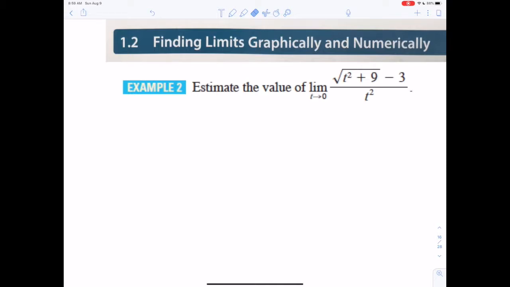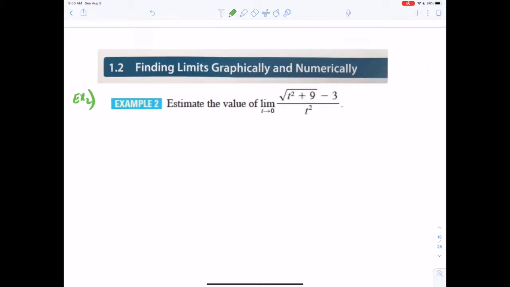Call this example 2. This is one for you guys to try as well. Pause there. Go ahead and try it. And when you're ready to move on, press play.